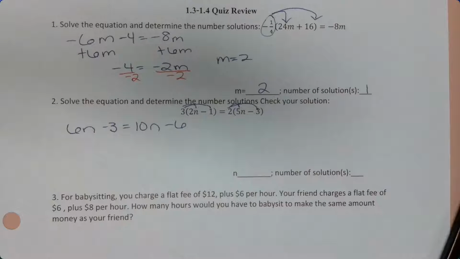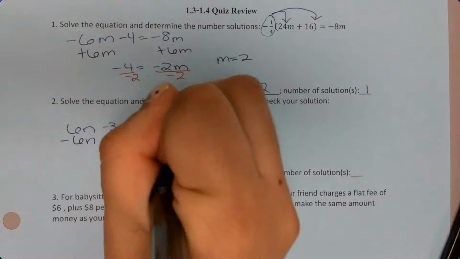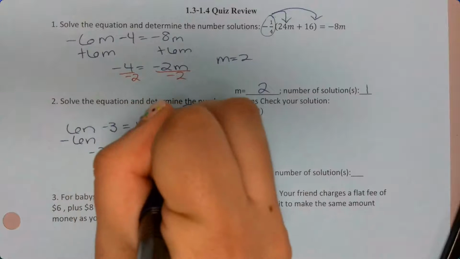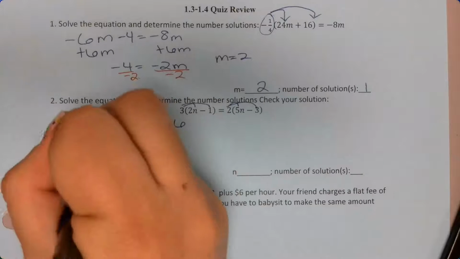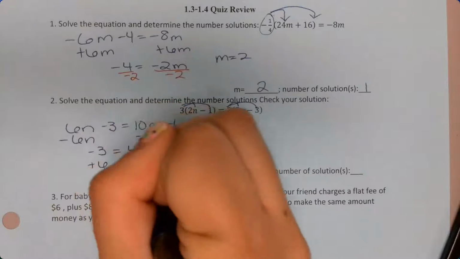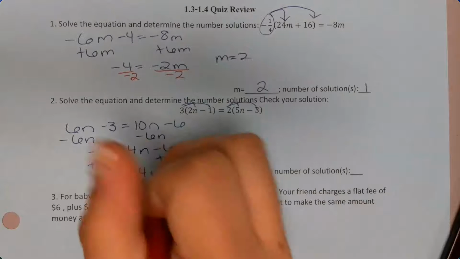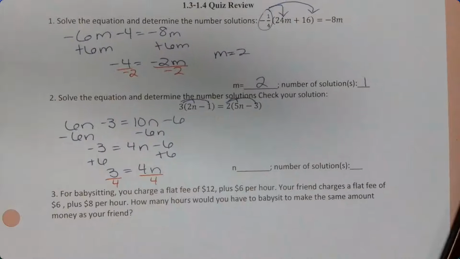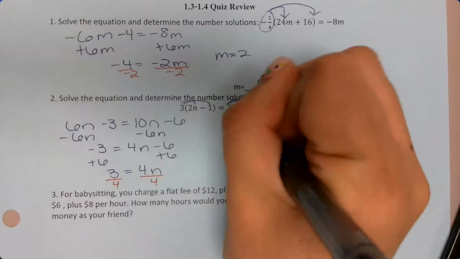I'm going to go ahead and get all of my variables on the same side. So I'm going to start off by subtracting 6n on both sides. This is going to get me negative 3 equals 4n minus 6. I want to add 6 to both sides. That gets me 3 equals 4n. So I want to divide out that number in front, because remember, numbers written next to letters mean multiplication. That is going to give me 3/4.